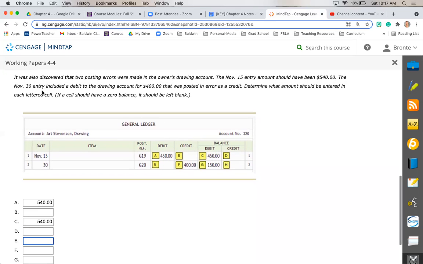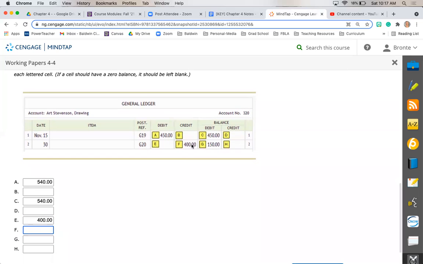Letter E, on the 30th, we should have debited $400, not credited. So letter E should actually have the $400. F should actually be blank. That $400 is going to update our balance. So this is actually 540. We need to add 400, 540 plus 400. That's going to update our balance to $940. And then H should also be blank.